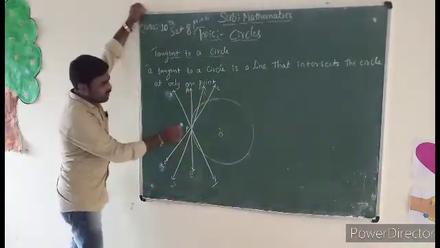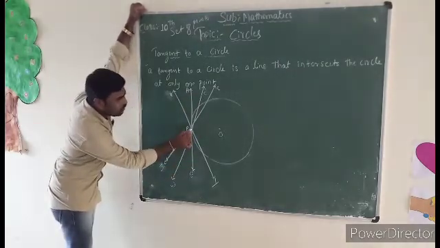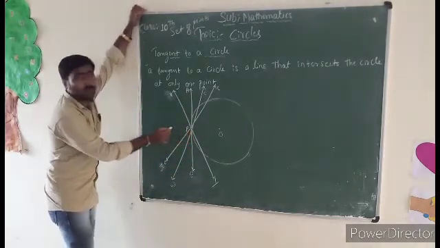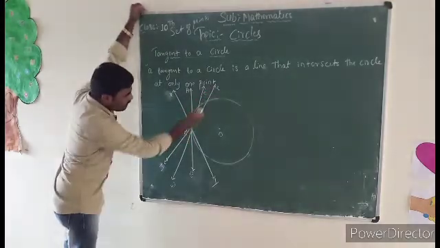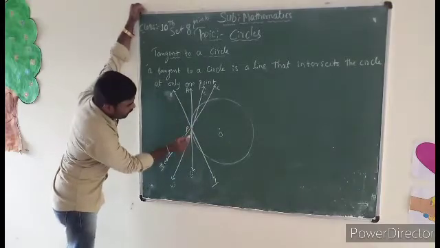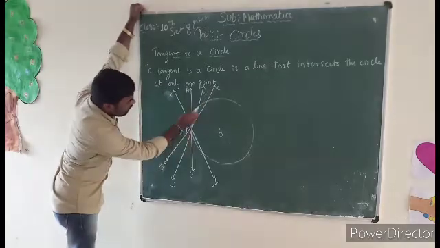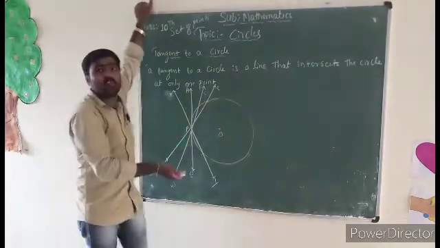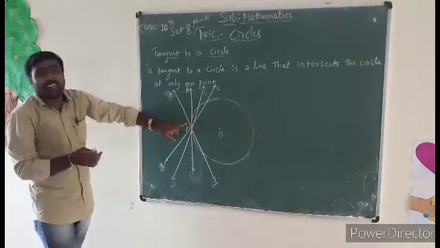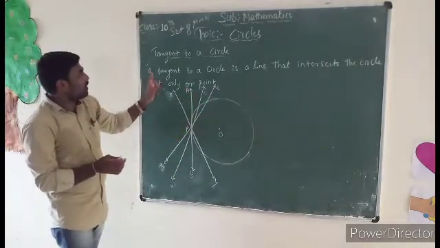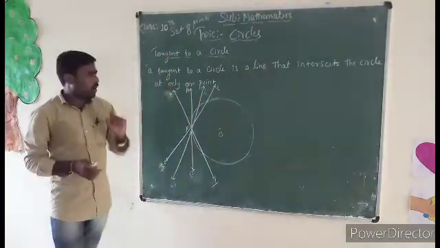Clearly observe that this is the point of contact P. The line AB just touches the circle, that means it intersects the circle at only one point. But LM intersects at 2 points, XY intersects at 2 points, and CD also intersects at 2 points. These intersect at 2 points, so the remaining ones are secants. But AB is the only tangent. Tangent to a circle is a line that intersects the circle at only 1 point.